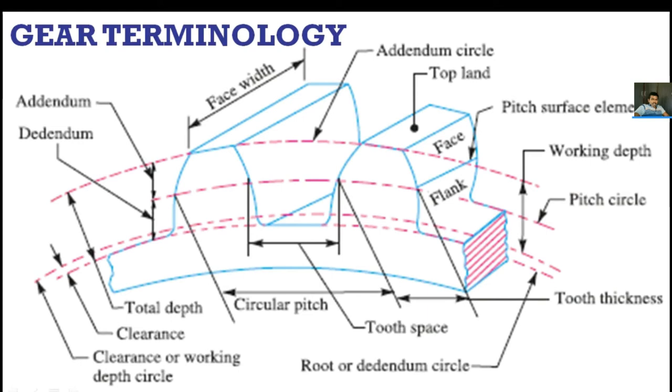The pitch circle divides the gear tooth into two portions: the portion above the pitch circle and the portion below it. The surface of the gear tooth above the pitch circle is called the face of the gear tooth. The surface below the pitch circle is called the flank region, or the flank surface of the gear tooth. So now you have two more terms: face of the gear tooth and flank of the gear tooth.